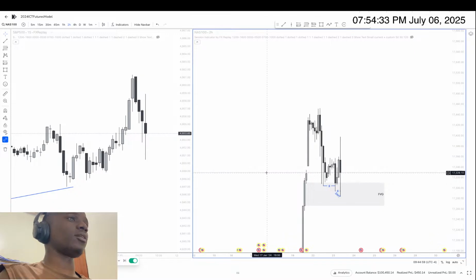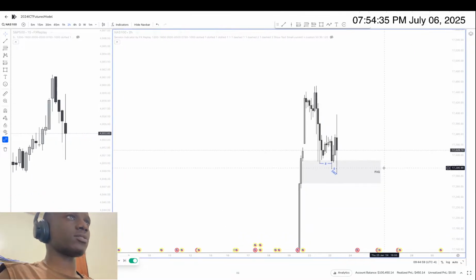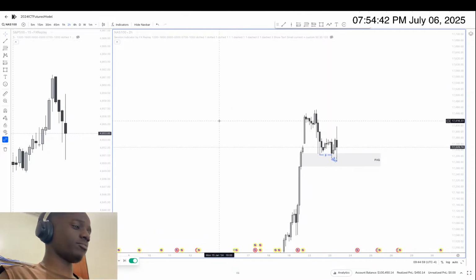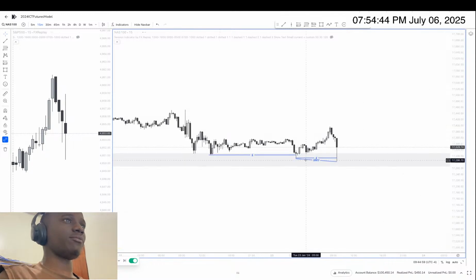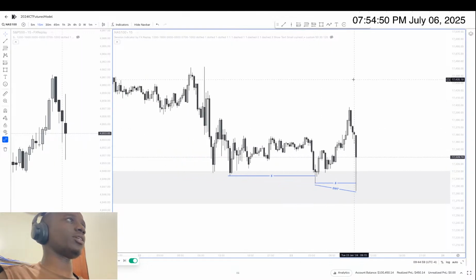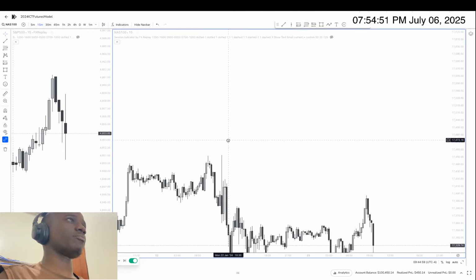Alright, so now when I do this, you can see that we're in a PD array and we might bounce off a bit and obviously push higher. Now going back to the 15-minute, we have this SMT, we had this sweep, and I'm expecting price to continue pushing higher and take out the buy side liquidity resting right here.